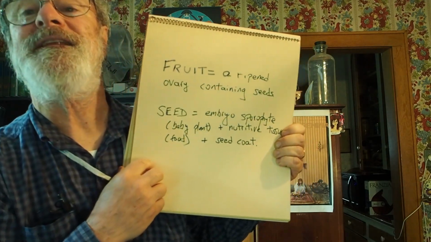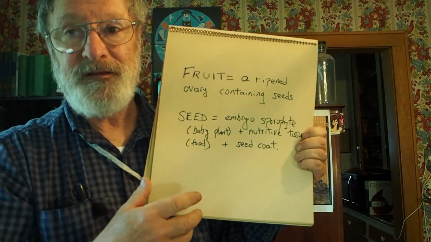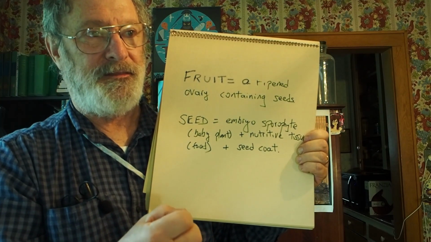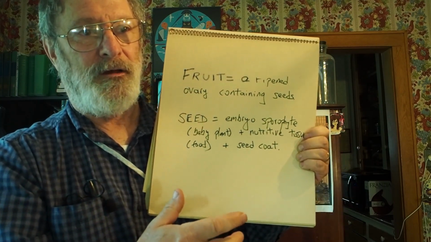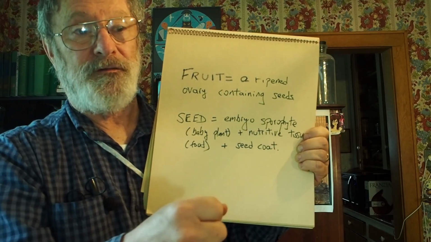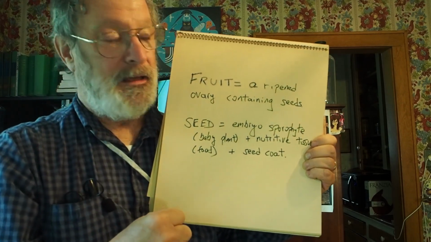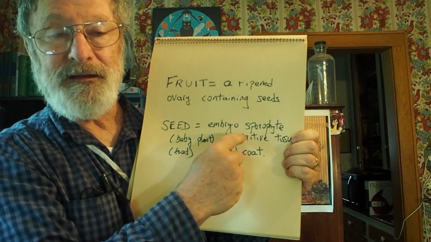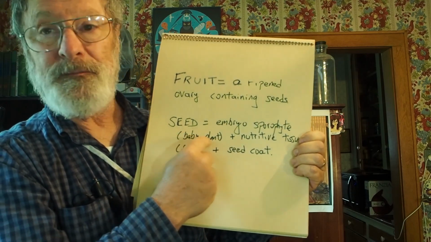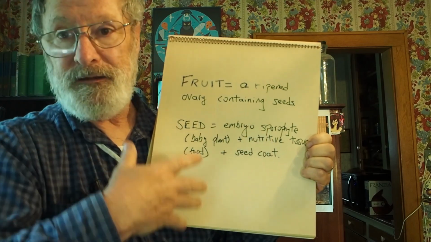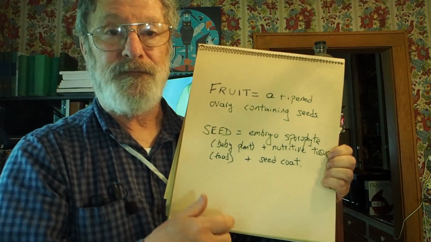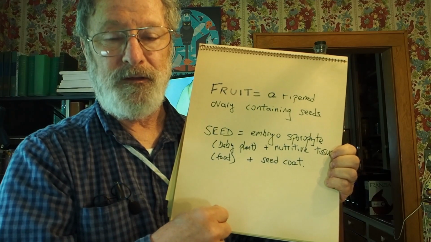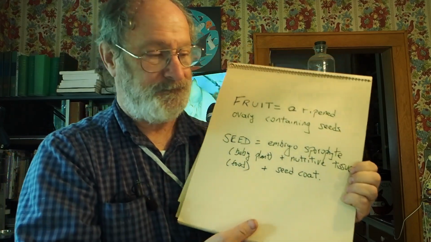Seeds, though, what the heck is a seed? A seed is basically a baby plant with some food and a coat. I like to think of a seed as being like the mother plant sends her child off, say, to school, and makes sure that the child has lunch and a coat. A seed is basically an embryo sporophyte, in other words, a baby plant, plus some nutritive tissue, food, and covered in a coat. And what we're going to do is look at a fruit and look at the seed within that fruit and see all of the parts that fit these definitions.